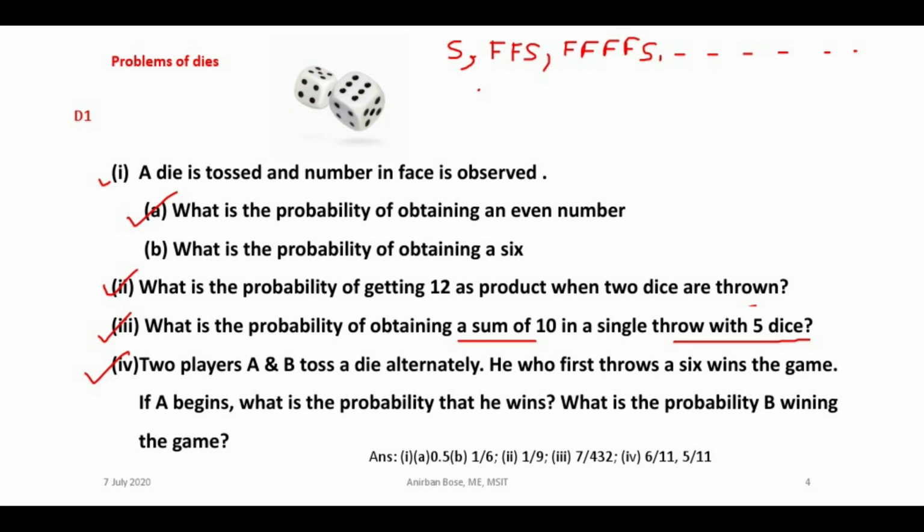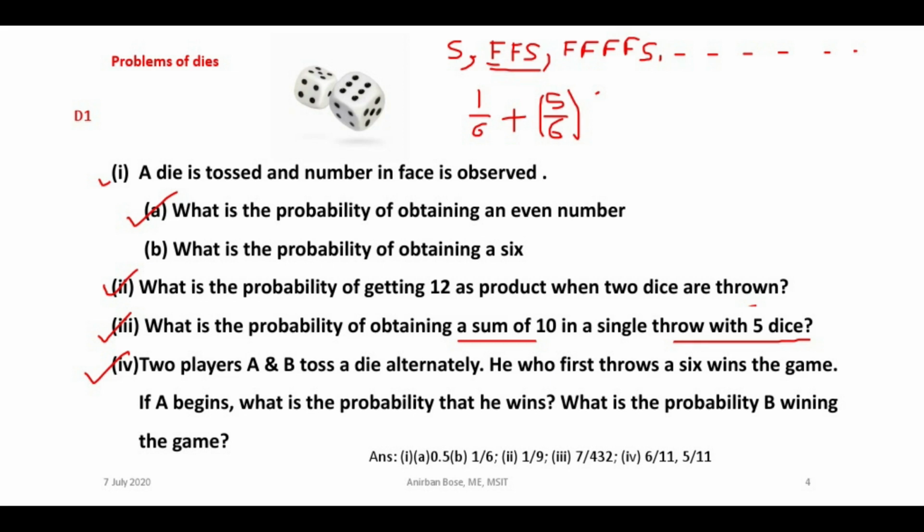So what is the probability that A will get a 6 in the first turn? In the first turn A will get a 6. The probability of getting a 6 in a single turn is 1 by 6. Now what is the probability that this situation will occur? A will fail, then B will fail, then A will get success. So A will fail, that means in the first turn it will not be 6 but any other 5 points. So that can happen in how many ways? 5 ways out of 6. So the probability of a failure of A is 5 by 6.